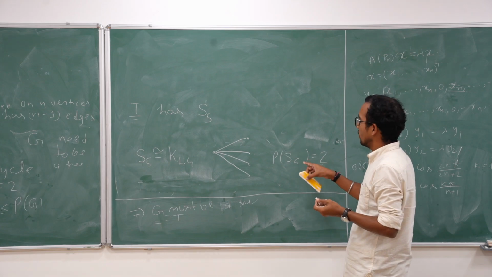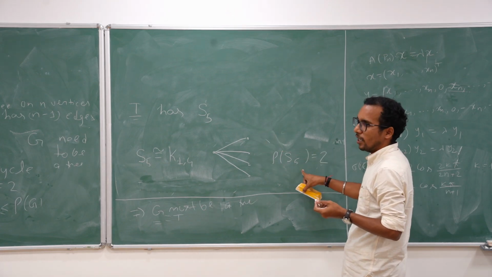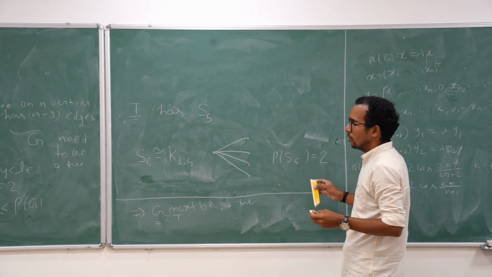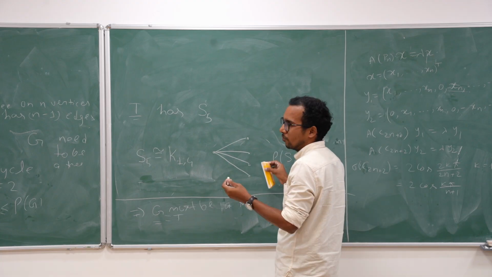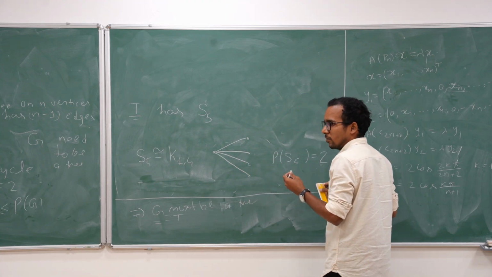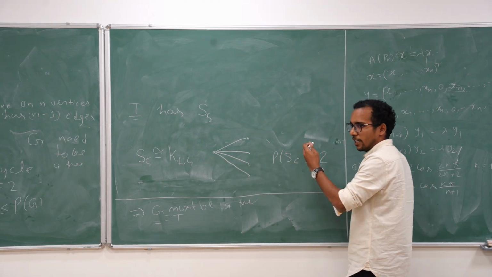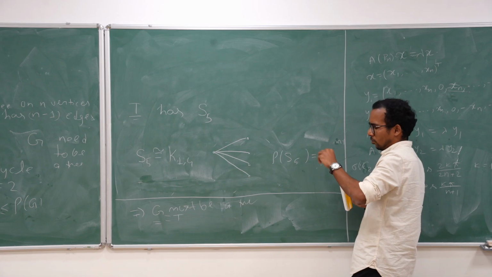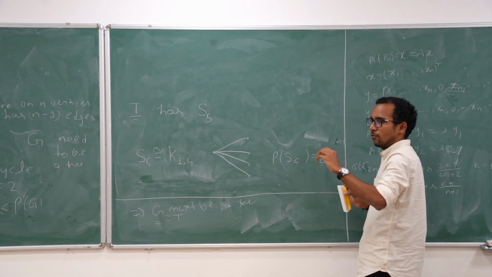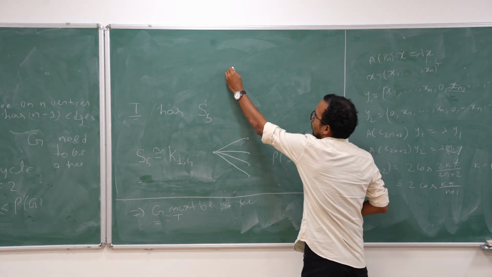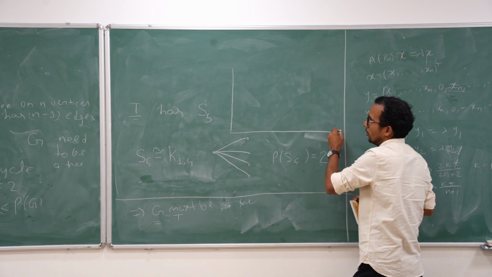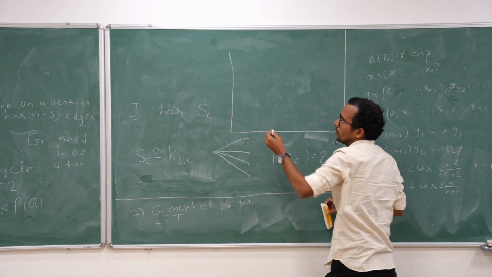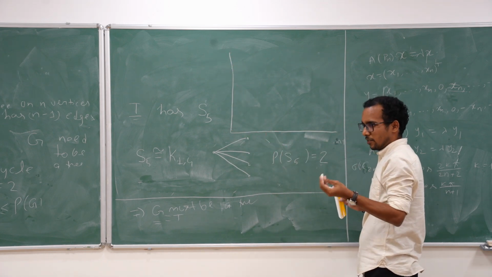So again we can say that the tree must not have an S5 as a subgraph. So what is the structure? What structure will be left? A vertex cannot have degree 4, so there cannot be a vertex with degree 4. Now it might have a vertex with degree 3.